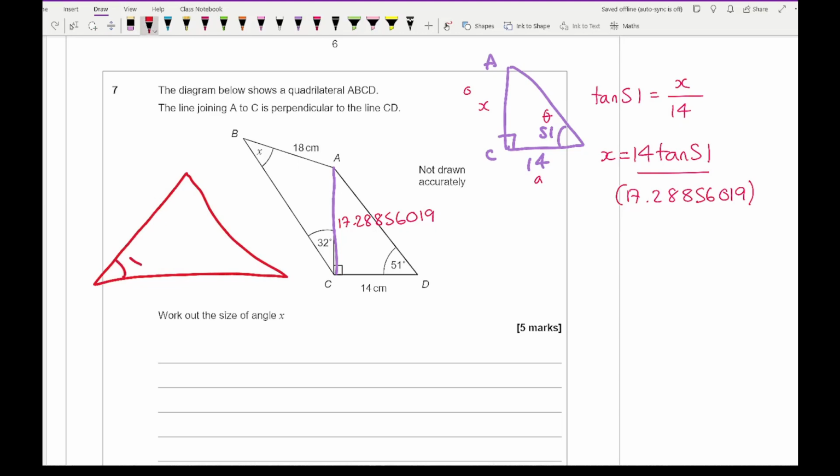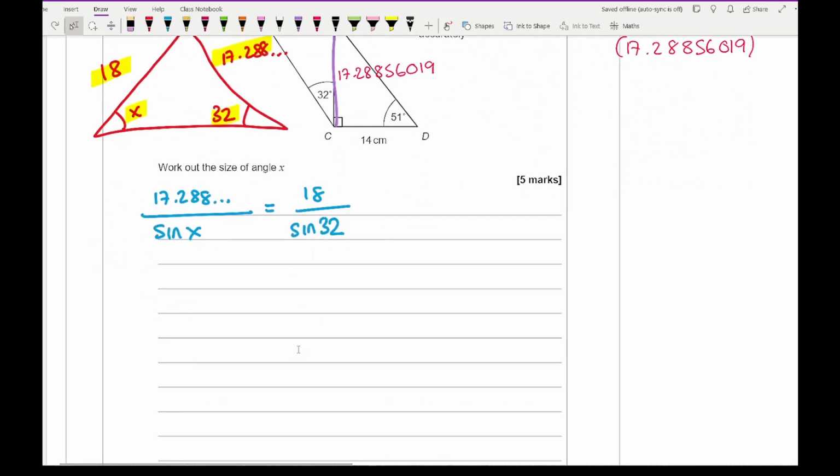So then if I take that triangle out, this is angle X, this is 18, this is 17.288 and so on, and this angle here is 32. So again I'm going to use the sine rule because I know two sides and two angles where one of them is X. So it's going to be 17.288, or whatever you've rounded that number to, over sine X equals 18 over sine 32.